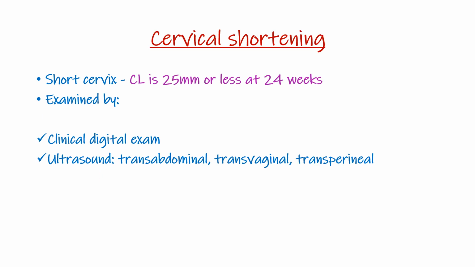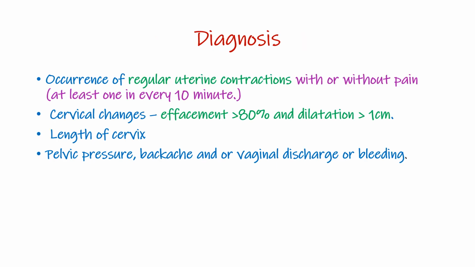When we were talking about the cervical structural changes that will predispose one to preterm labor, we mentioned cervical shortening. A short cervix is usually defined by a cervical length of 25 millimeters or less at 24 weeks, and this is usually examined either by a clinical digital exam or ultrasound, which could be transabdominal, vaginal, or transperineal.